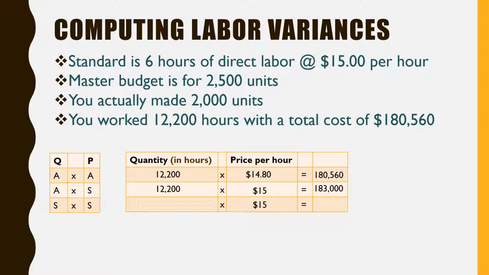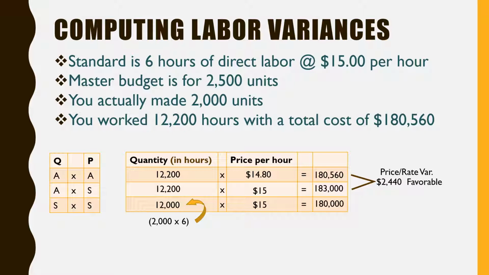So the only hard thing to figure out is that bottom left-hand corner, and that's how many hours it should have taken you to do what you did. So we did 2,000 units. It should take us 6 hours for each one. So the number that goes in there is 12,000. Multiply that across and get 180. Like we did before, then we just want to subtract.